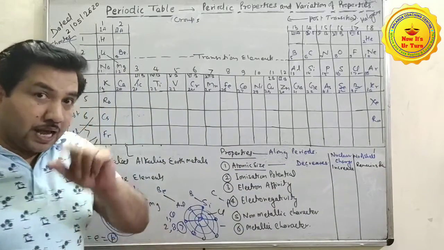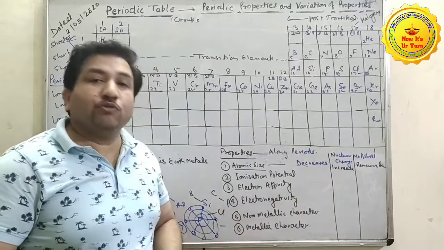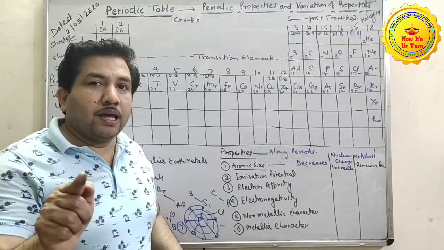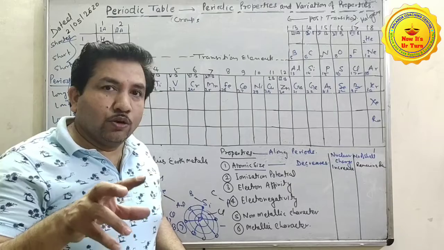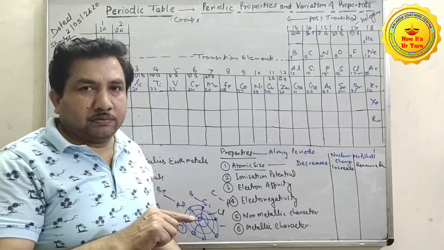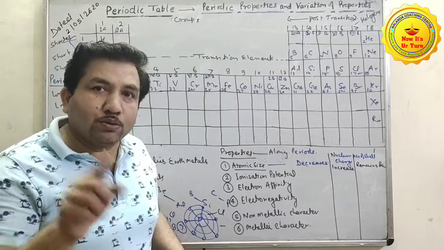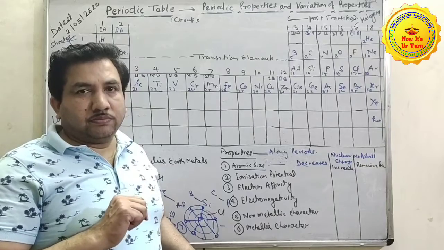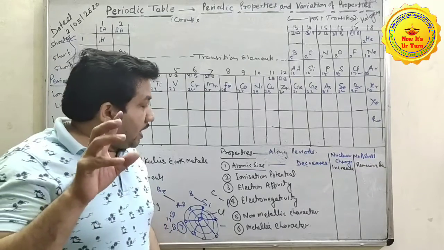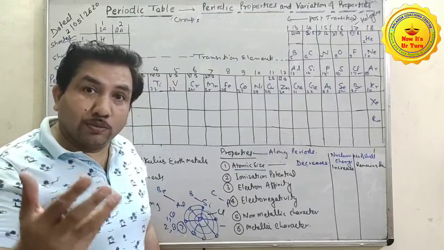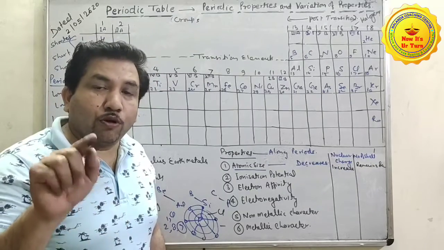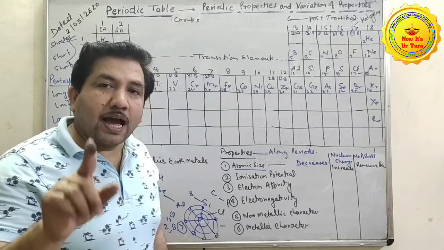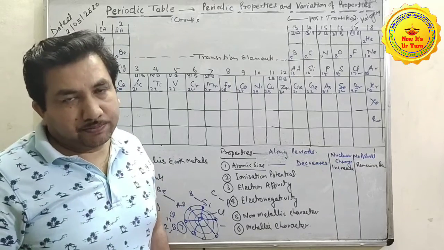Now, ionization potential. Ionization potential is the amount of energy required to remove an electron from the outermost shell of an isolated gaseous atom. Clear? Amount of energy which is required to remove an electron from the outermost shell of an isolated gaseous atom.